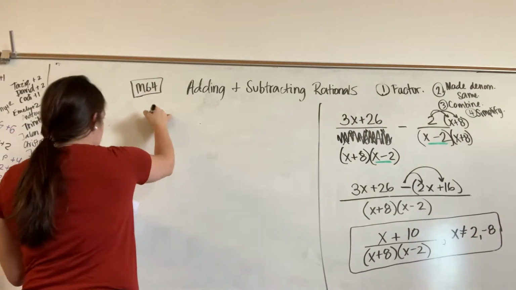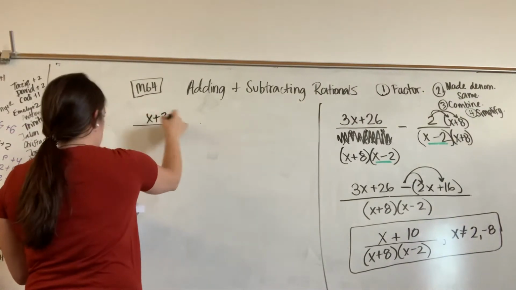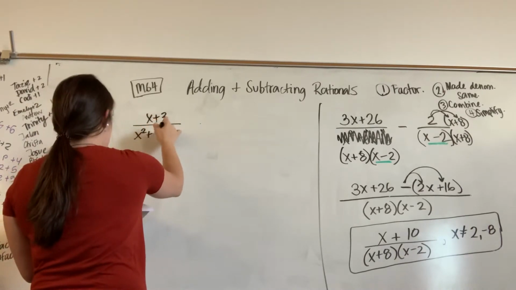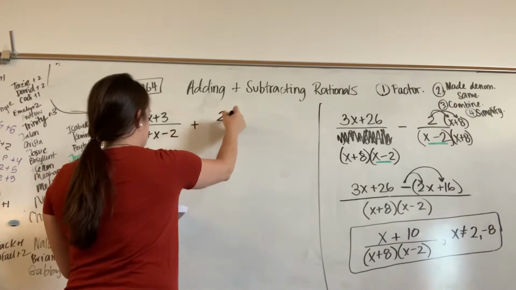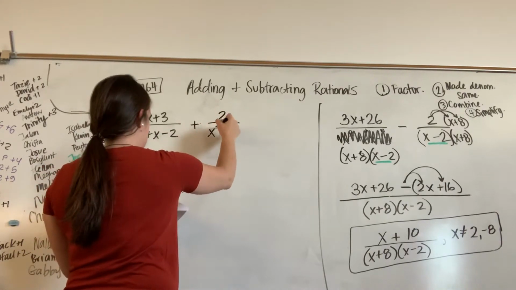All right. X plus 3 over x squared plus x minus 2 plus 2 over x squared minus 1.